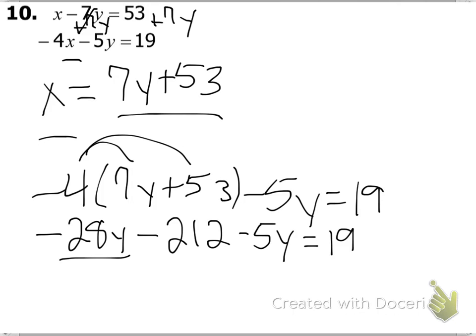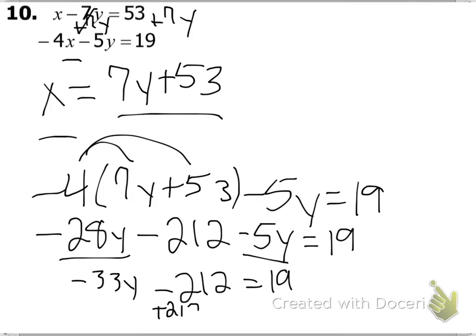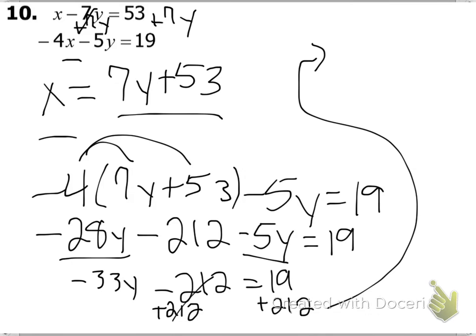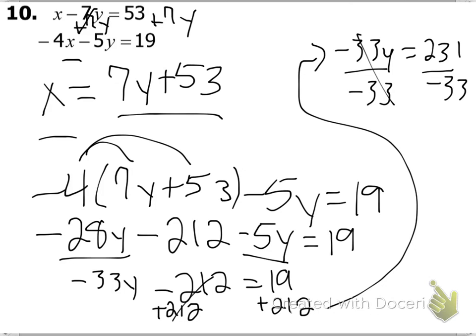I've got some like terms. What do I get when I combine those? Negative 33y minus 212 equals 19. Next step. Add 212. Oops, not 219. Add 212. Negative 33y equals 231. Last step. So y equals negative what? 7.